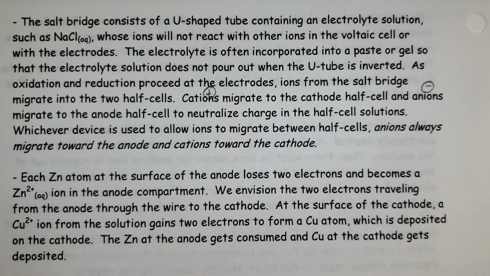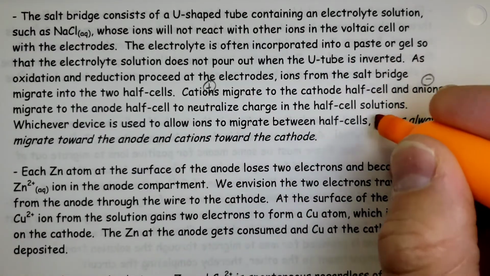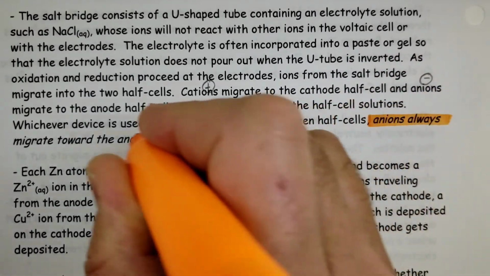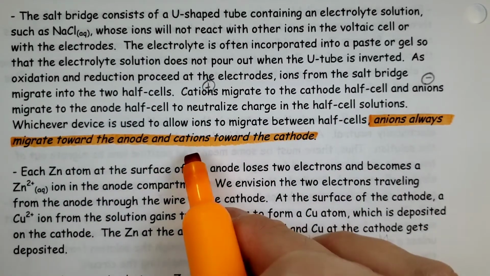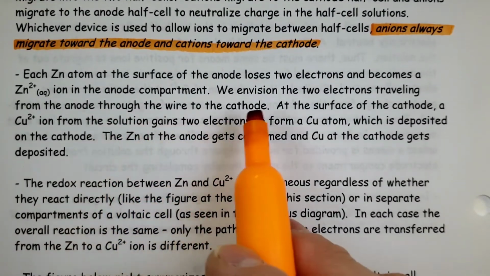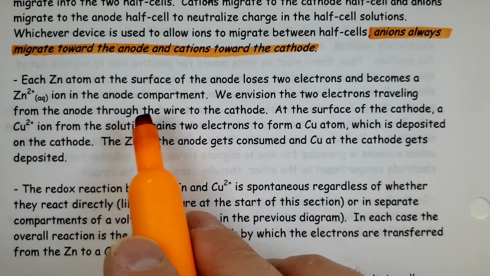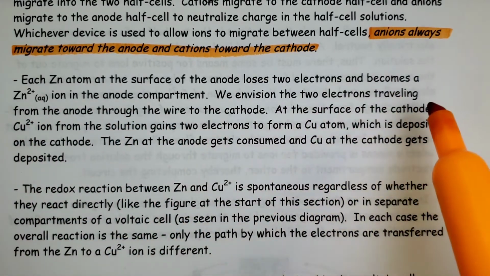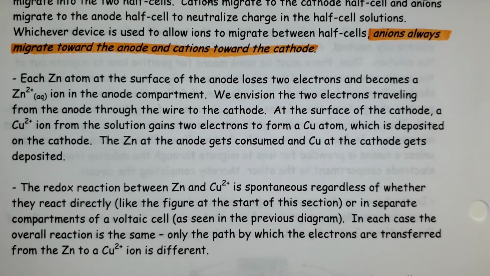Whichever device is used to allow ions to migrate between two half cells, anions migrate towards the anode and cations towards the cathode. So kind of their name migrates to what they need. Anions to anode, cations to cathode. Each zinc atom in the surface of the anode loses 2 electrons. It becomes the Zn2+ ion in the anode department. We envision the 2 electrons traveling from the anode through the wire to the cathode.